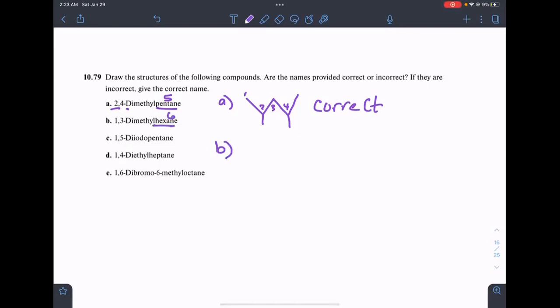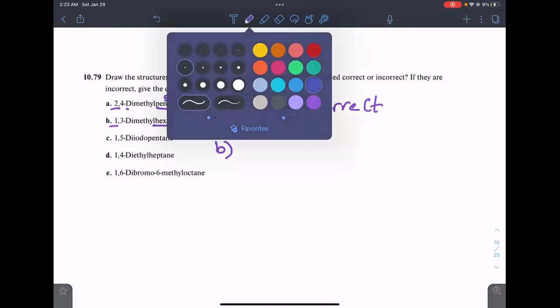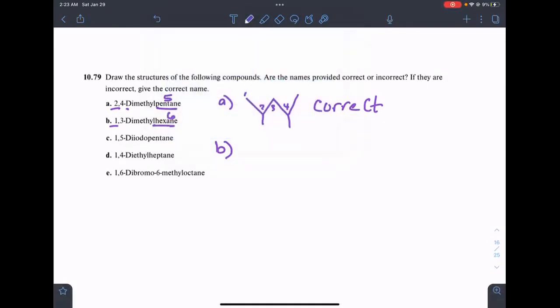So hexane is 6, and we have 1,3-dimethyl hexane. Immediately, you should see this is on a 1, and you should know it's not correct. But we're going to do it anyway, because we have to rename it anyway. Okay, so I'm going to go 1, 2, 3, 4, 5, 6. Then coming off of 1 and 3, so that's 1, 2, 3, coming off of 3 as a methyl group.